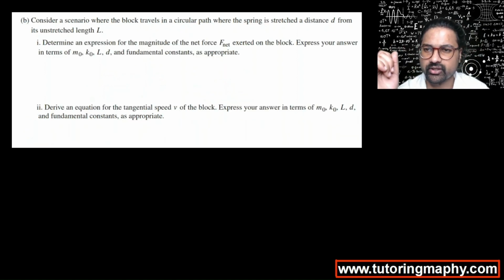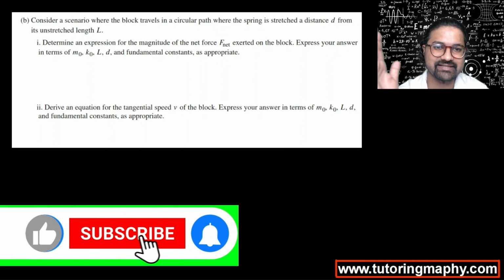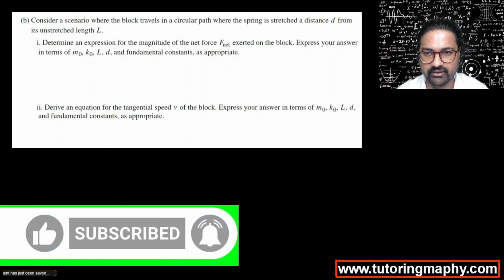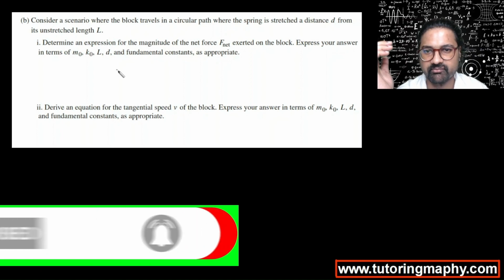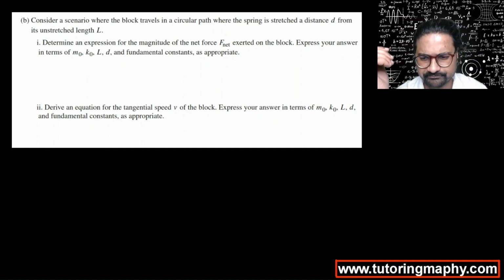And the next question, they're talking about a scenario where the block travels in a circular path where the spring is stretched a distance d from its unstretched length L. Determine an expression for the magnitude of the net force F net exerted on the block. Express your answer in these terms. That's pretty straightforward, because the net force exerted on the block is nothing but k times x, in fact k naught times x. And x is just the stretch, so k naught times d. That's it. That's the answer.